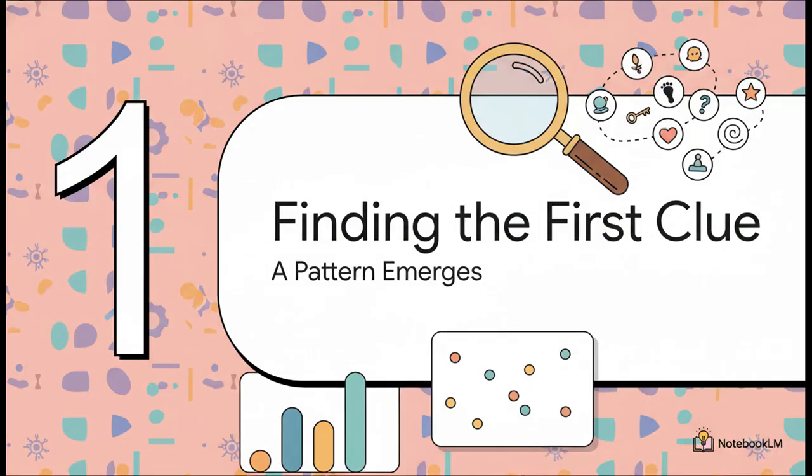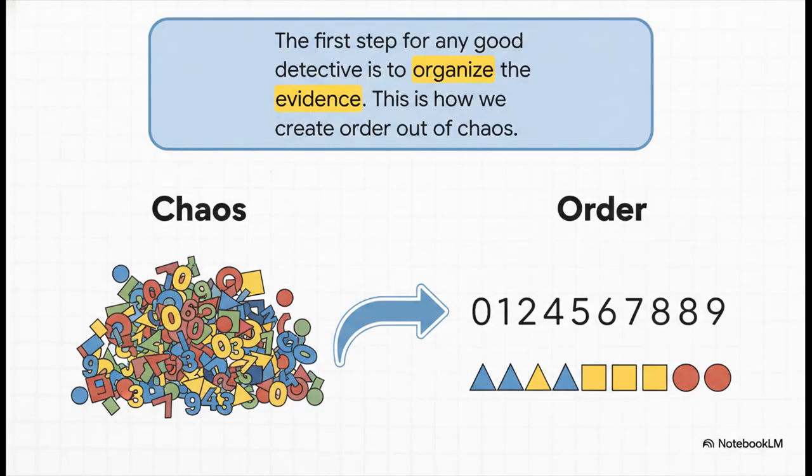Okay, so where do we even start with this mess? Well, we start with our first big move. We're going to organize our clues and see if a pattern starts to emerge. This is where the real detective work kicks in. It sounds almost too simple, doesn't it? But trust me, this is the single most powerful first step you can take. Before we can spot any patterns, we have to create some order out of all this chaos. We need to arrange our clues in a way that actually makes sense.